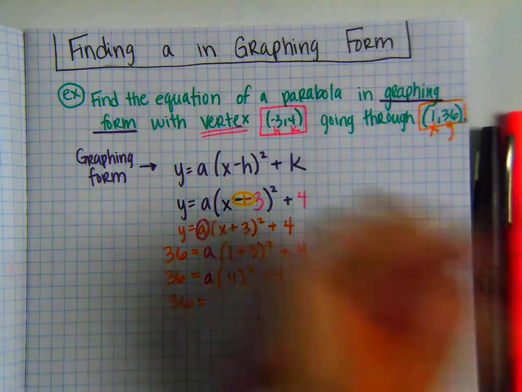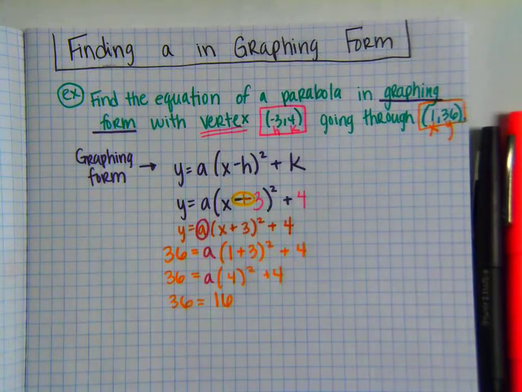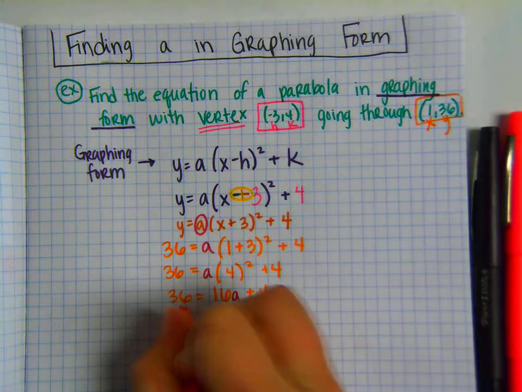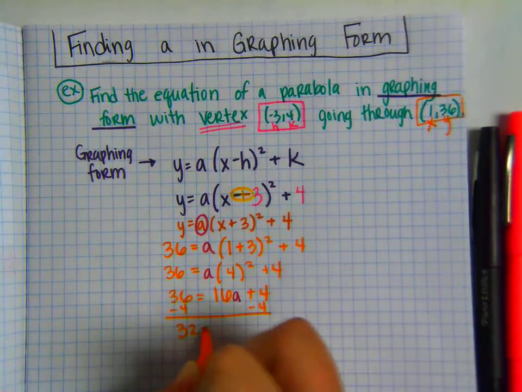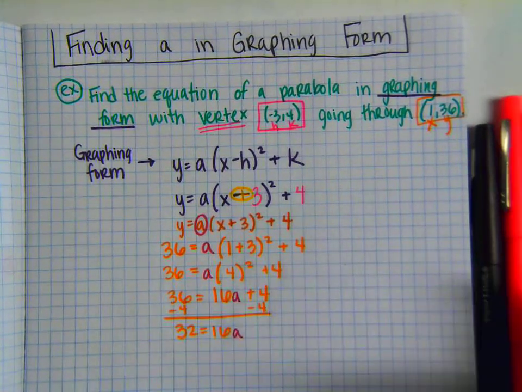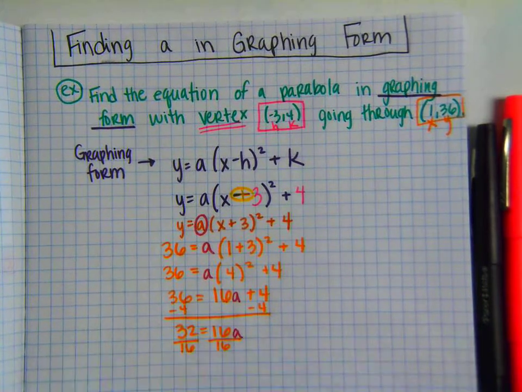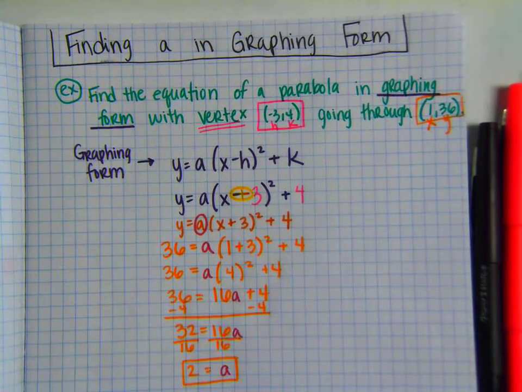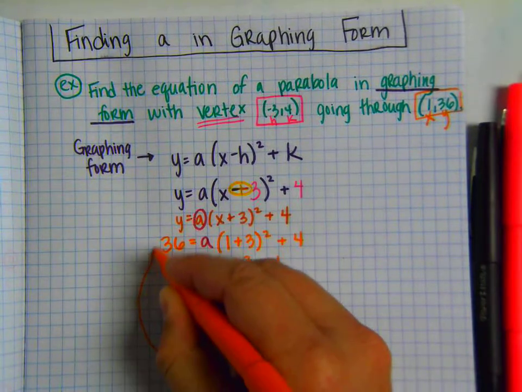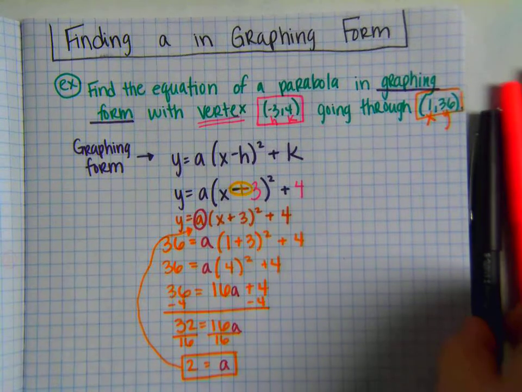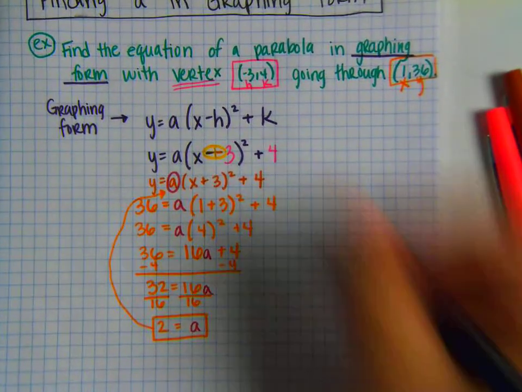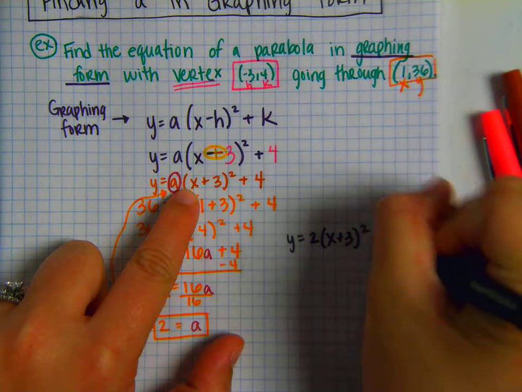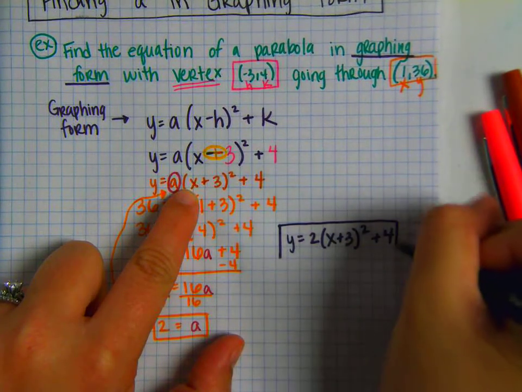36 equals, 4 squared is 16A plus 4, subtract 4. 32 equals 16a. To solve for A, you just divide by 16. So A equals 2. There's our A value. And we're going to plug that into there. So that means that our final equation in graphing form will be y equals our new A, 2, times x plus 3 squared plus 4. And that's all we have to do.